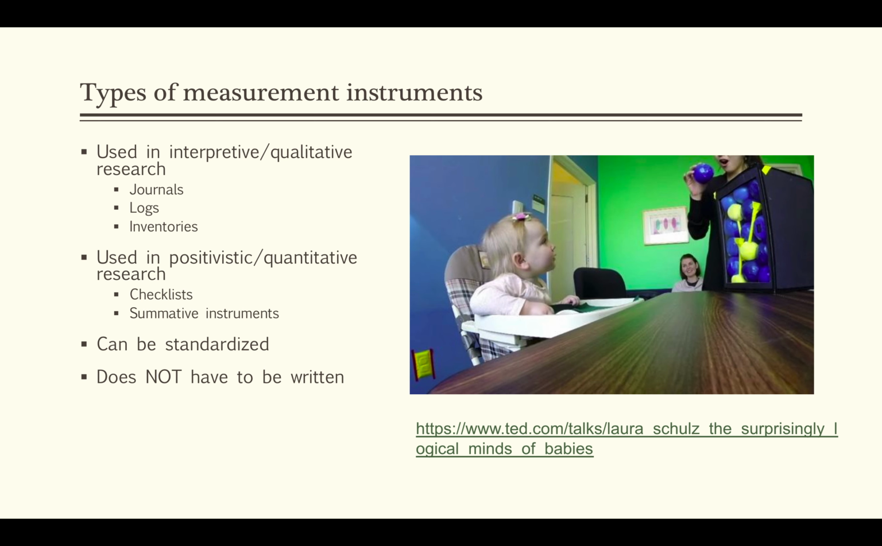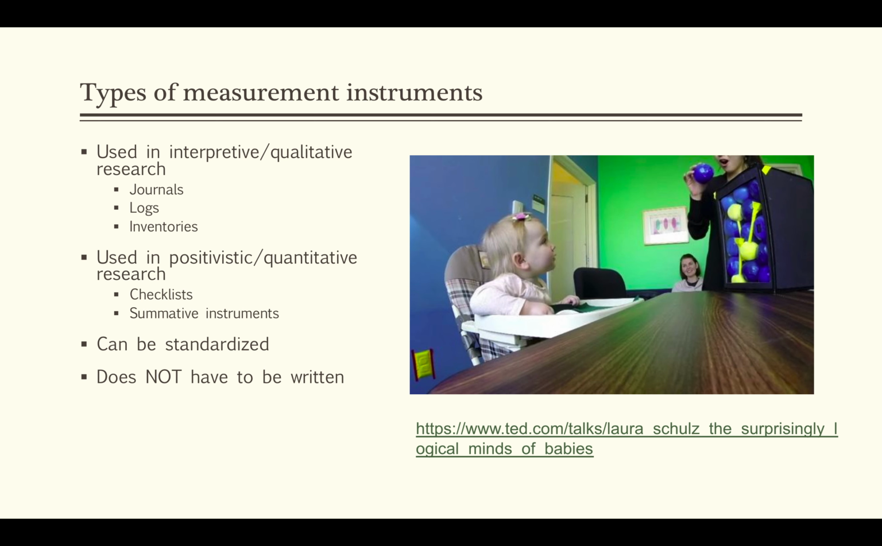Measurement instruments can be used in a lot of different ways, and there's different types of them. So if you're doing interpretive or qualitative research, you're going to have measurement instruments that give you answers in words for the most part, whereas positivistic or quantitative research is generally going to give you numbers. We often will use a standardized instrument so that we ask everyone a similar set of questions, which helps us make comparisons across people, but particularly in qualitative research, we don't have to do that.